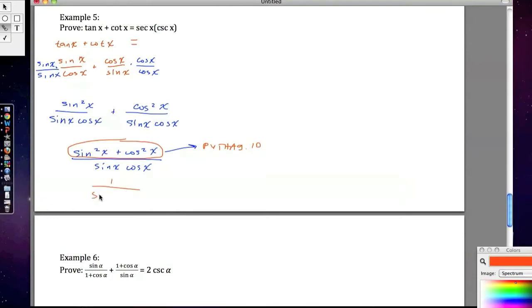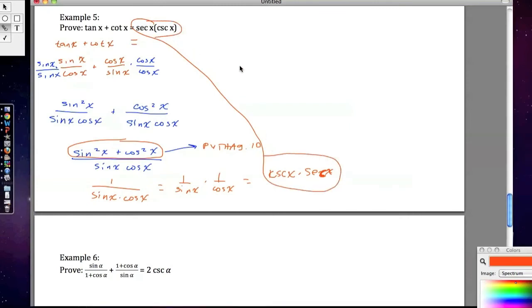So I'm going to have 1 over sine x times cosine x, which is really equal to 1 over sine x times 1 over cosine x, which is really equal to cosecant x times secant x. Okay? So what do I end up with? I end up with what I want. So I can put a check mark there because that ends up being exactly what I wanted in the beginning. I picked the most difficult side first. I converted to sine and cosine, found a common denominator, and we're there.